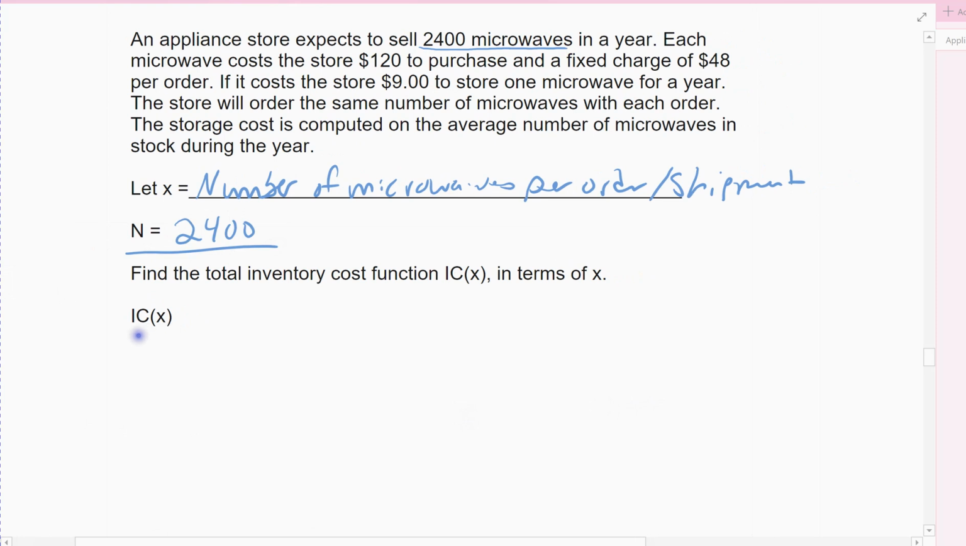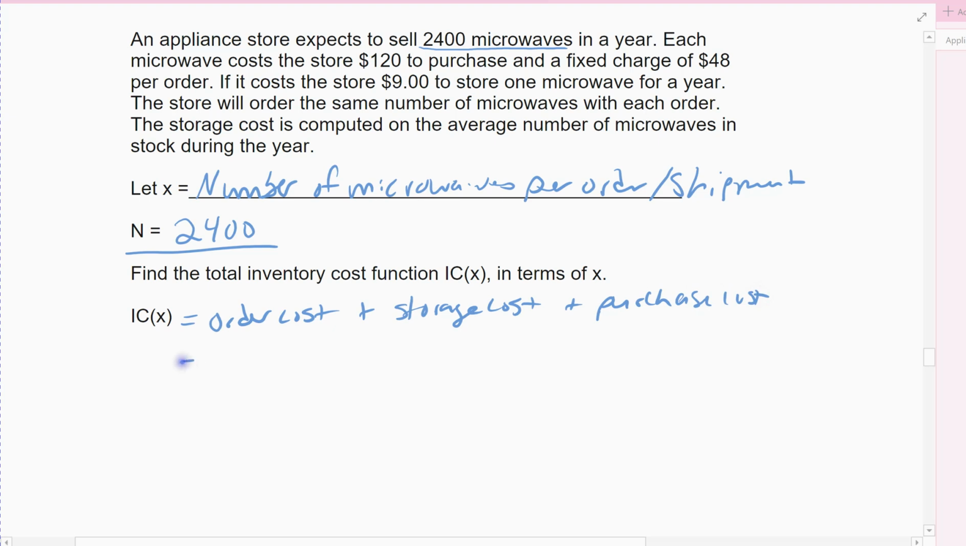The IC stands for inventory cost function. I'm going to write it out in words. There are three costs: the cost to order, the cost to store, and the cost to purchase. So there's the order cost plus the storage cost plus the purchasing cost. I put them in that order because the purchasing cost is always the constant, so that's why it's at the end.